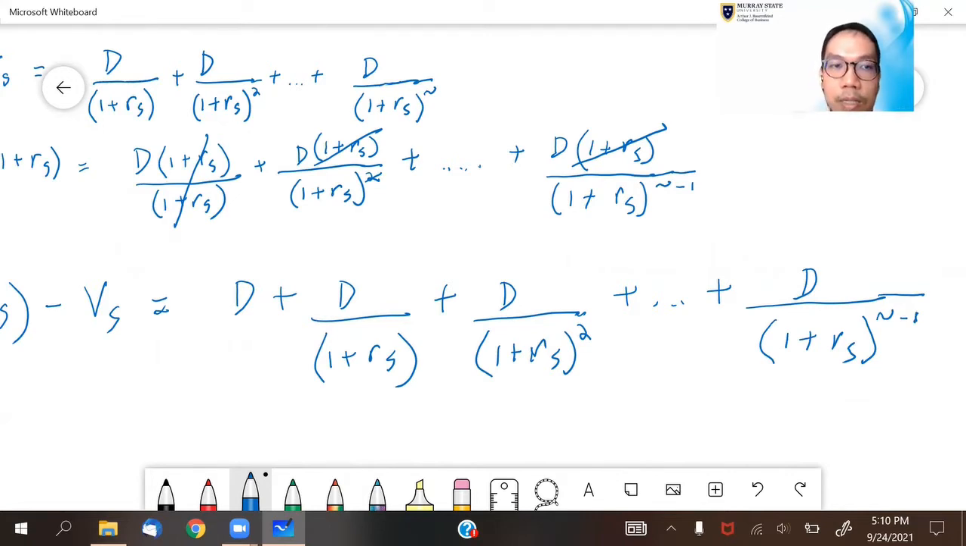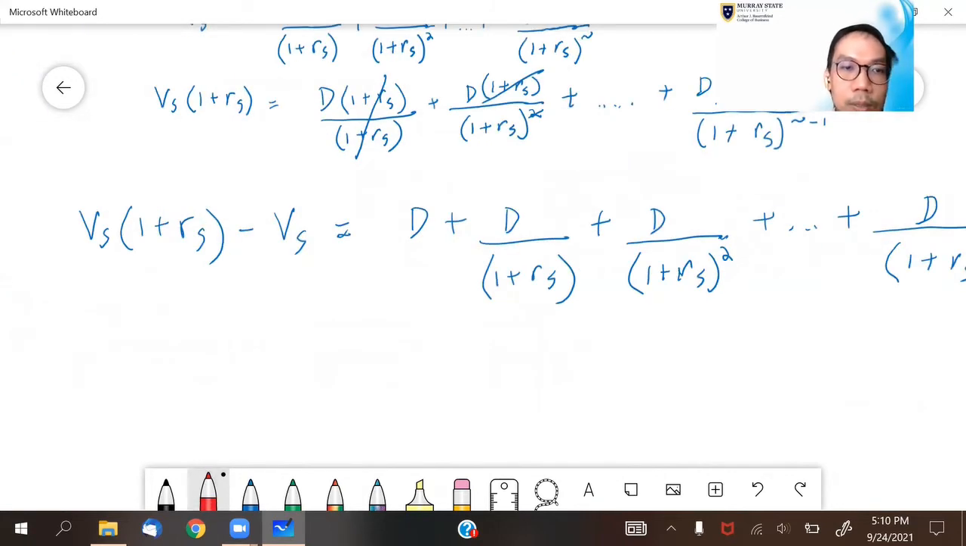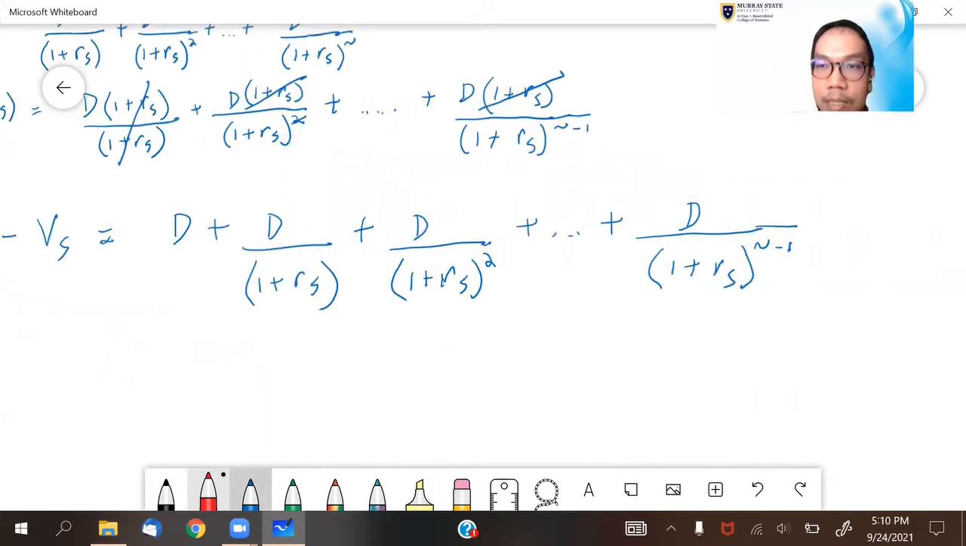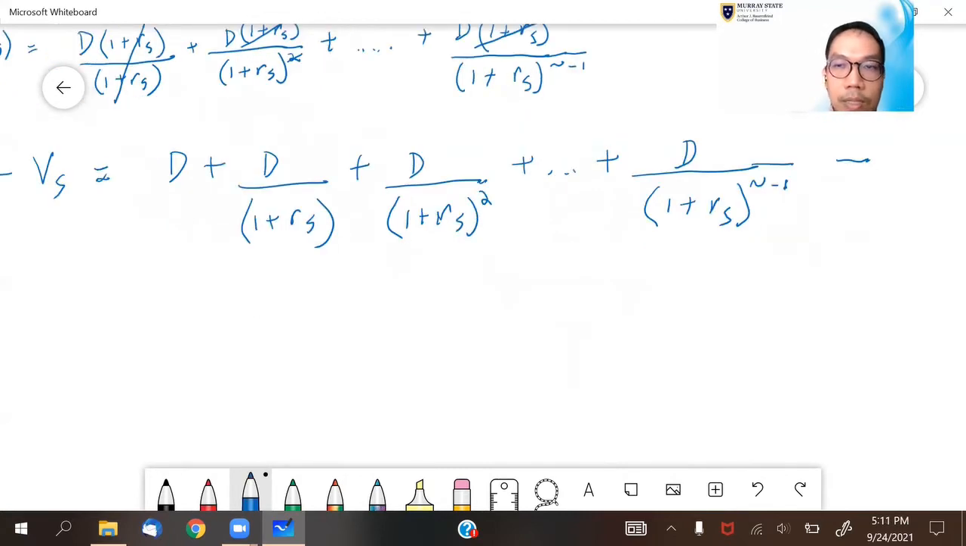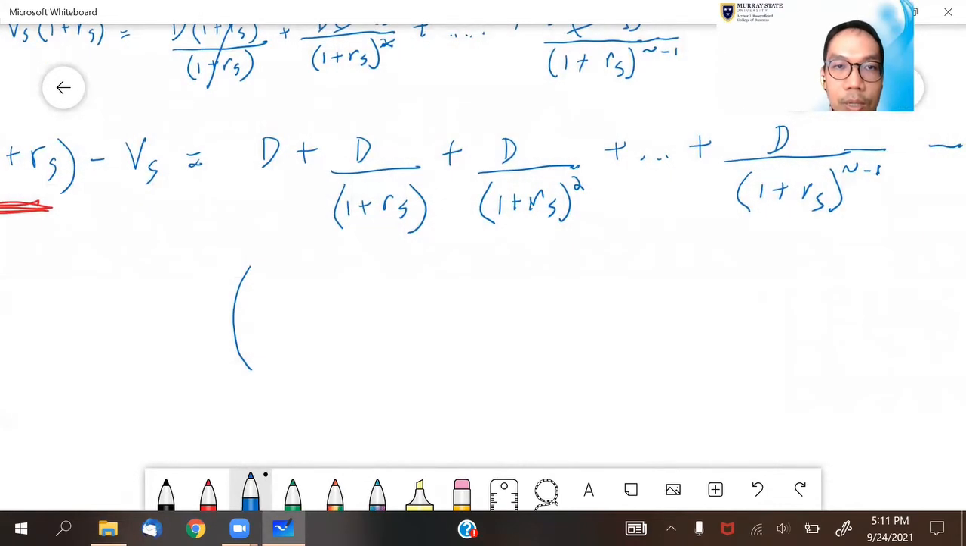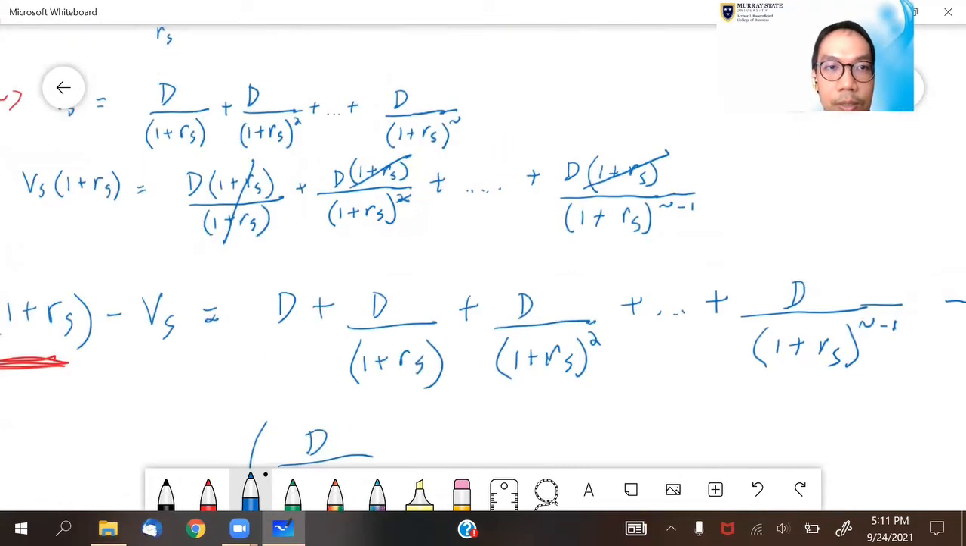This is this part. Now we subtract the original VS, the value estimate of a stock. So we find minus here, minus, you can imagine, what's the original value? Dividend divided by 1 plus RS, see above there.